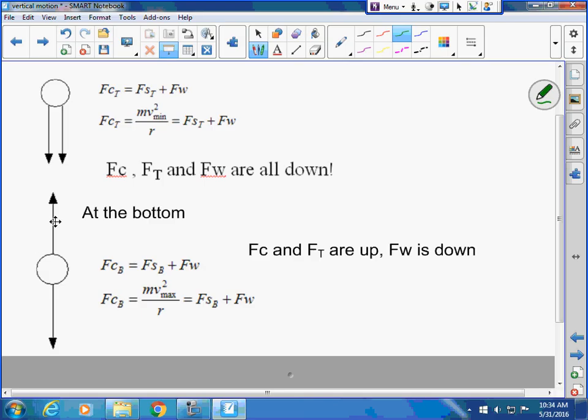Okay, so this is kind of the same idea as when we did in grade 11. You got weight force here, you got normal force, and if you're pulling up, you're reducing the normal force, right? Same idea here. We're reducing the tension at the top by allowing the weight force to assist with the centripetal force, and at the bottom, we're increasing the string force because it has to counteract the force of gravity.